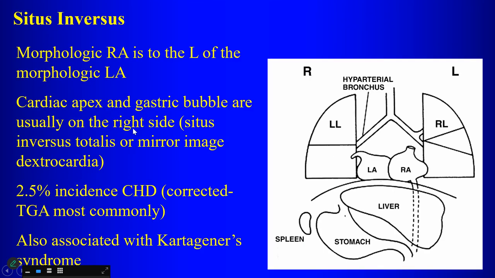So situs inversus, if we use that, it means that the morphologic right atrium is to the left of the morphologic left atrium. So usually the cardiac apex and the gastric bubble are on the right side. Situs inversus totalis is the mirror image of normal. So in this condition, the incidence of congenital heart disease is low if you have situs inversus totalis, corrected transposition being one of the more common ones, but it can also be associated with Kartagener syndrome, and we know that with situs inversus, bronchiectasis, and sinusitis for Kartagener syndrome.